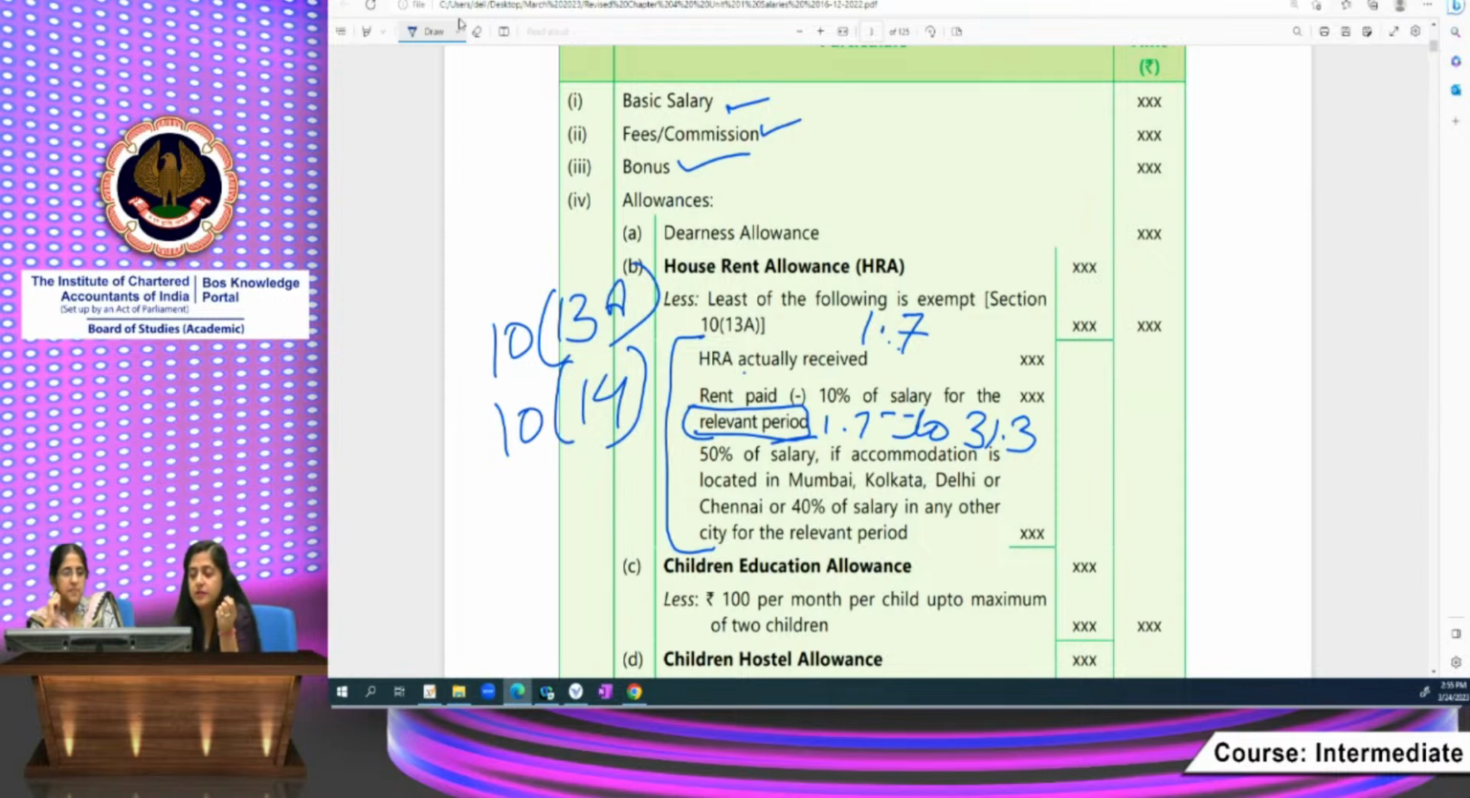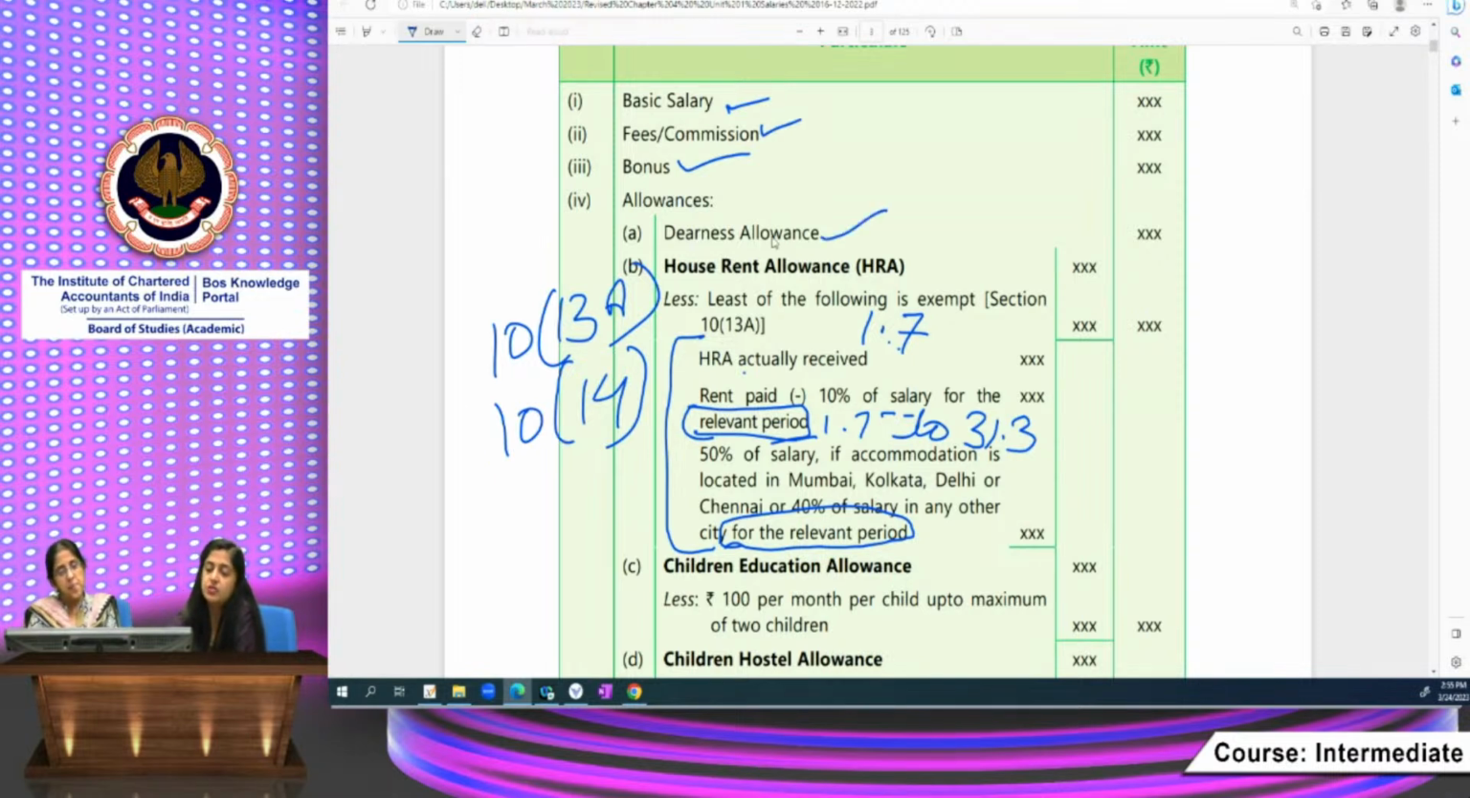slab is 50% of salary if the accommodation is in Mumbai, Kolkata, Delhi or Chennai, and 40% of salary in other cities. That is also for the relevant period. Relevant period means the period for which you are receiving the HRA. The least of the following will be exempt under section 10(13A) and the remaining is taxable under the head salary. There is a question solely on HRA in our study material. I think you should all work it out. The application of the relevant period is well illustrated there in your study material.